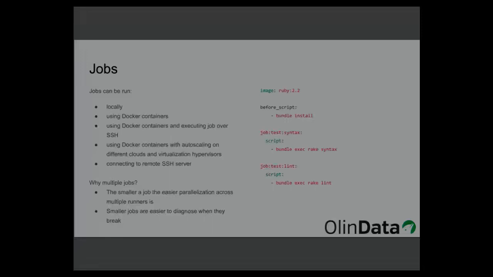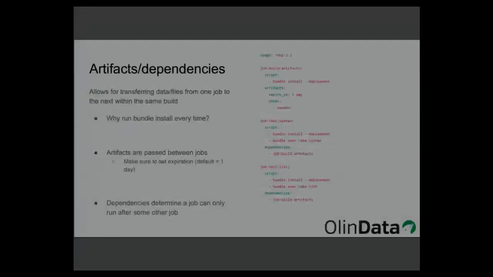That just adds up. We could easily reduce the amount of time spent on that by using what is called artifacts and dependencies. So a job can export an artifact, which is just a bunch of files that are created by that job, or maybe not created by that job, but usually created by that job, that can then be used in subsequent jobs throughout the pipeline. So exactly, why would we run bundle install every time? It doesn't really make any sense.